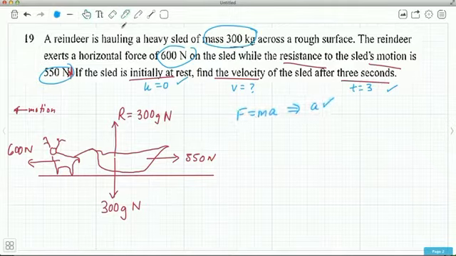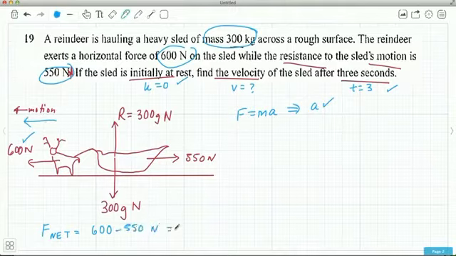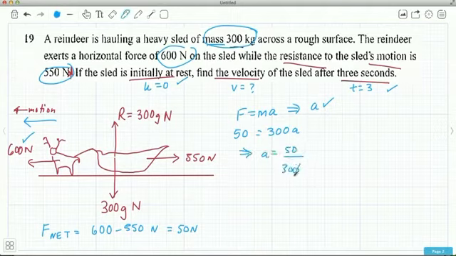So first thing is, let's focus on the force. We need to know what the net force is. Our net force is your forward force, or in the direction of motion, subtracting your force against motion. So overall, you've got a 50 newton force going in the direction of motion. F is 50. Your mass is a 300 kilo mass, not 300 g, just mass. So it's just 300 times a. That means that a is 50 over 300, which gives you 1/6 meters per second squared.